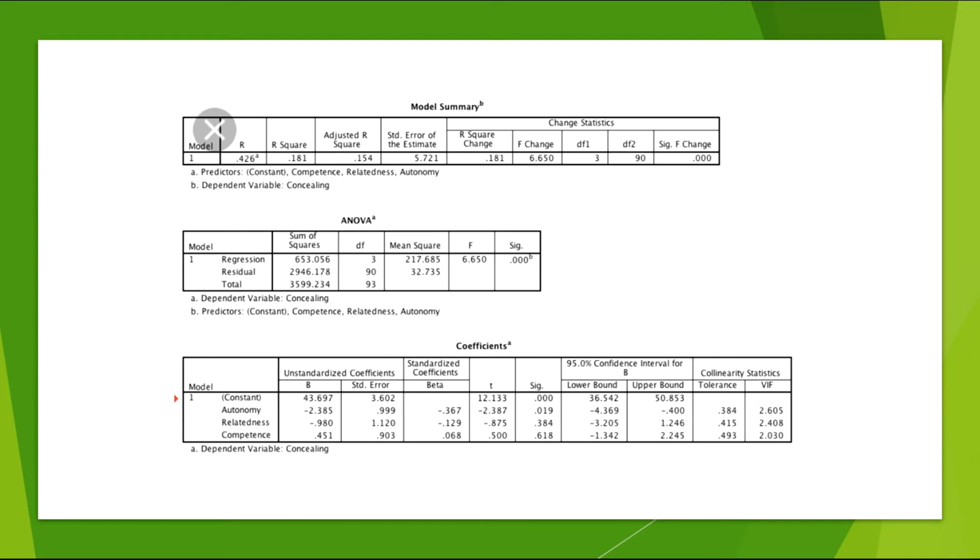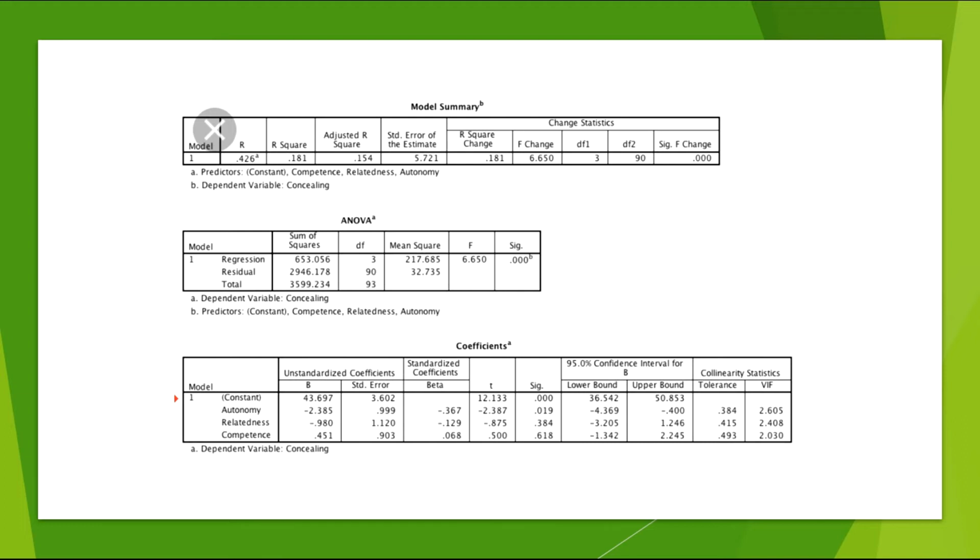So you have to look at this significant figure, and after that you have to look at your unstandardized coefficients B. You have to read the constant figure of unstandardized coefficients B, as well as your autonomy, the one that is significant, which is negative 2.385, while the constant for this research is 43.697. So you have to jot all the figures down in order for you to regress later.